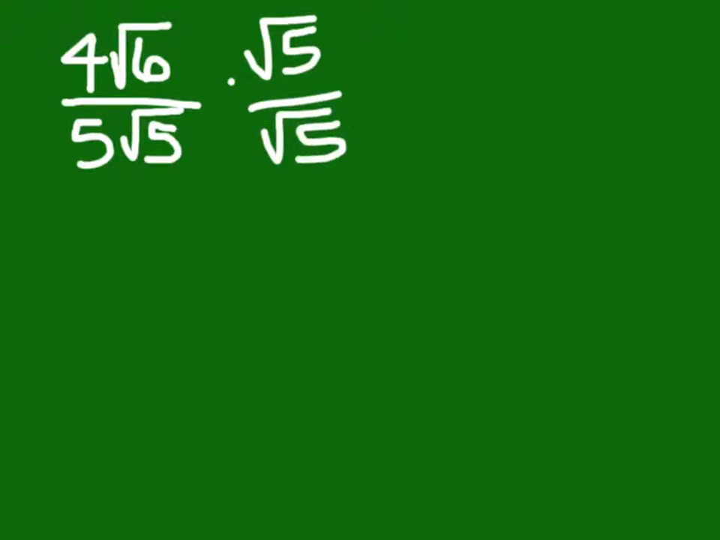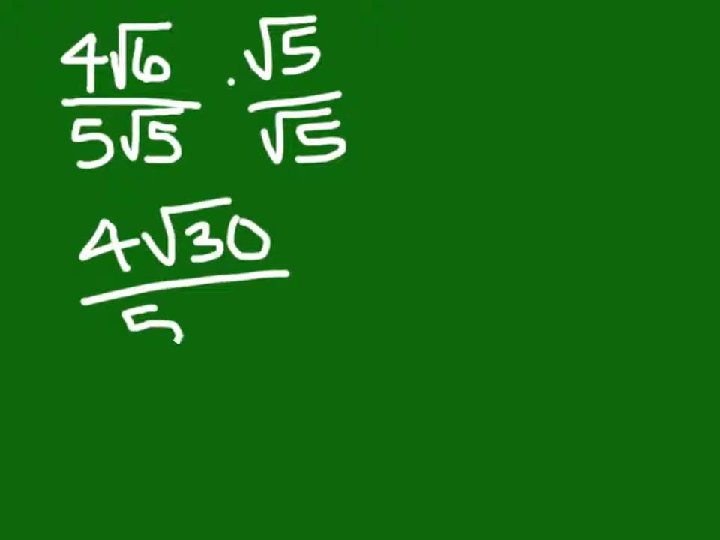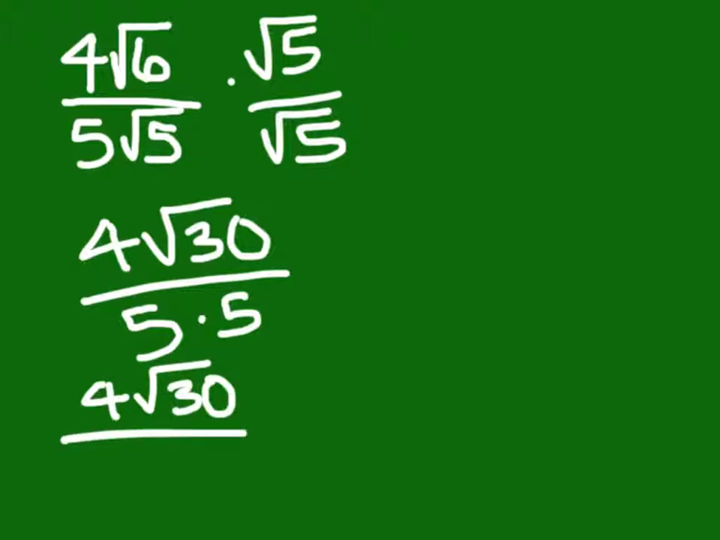So we start off by multiplying this problem by square root of 5 over the square root of 5. So we have 4 times the square root of 30 over 5 times 5. The square root of 30 doesn't have a perfect square go into it evenly. So we keep 4 square root of 30, and 5 times 5 is 25. 4 over 25 does not reduce, so your final answer is 4 times the square root of 30 all over 25.